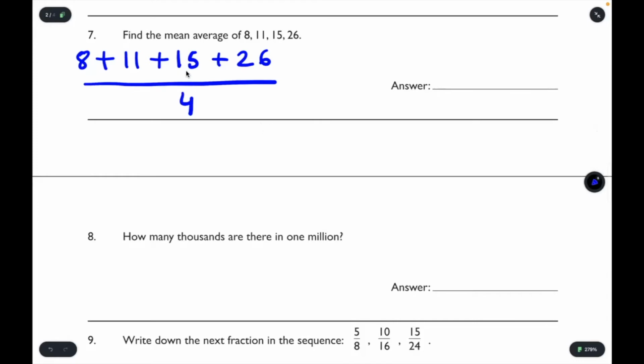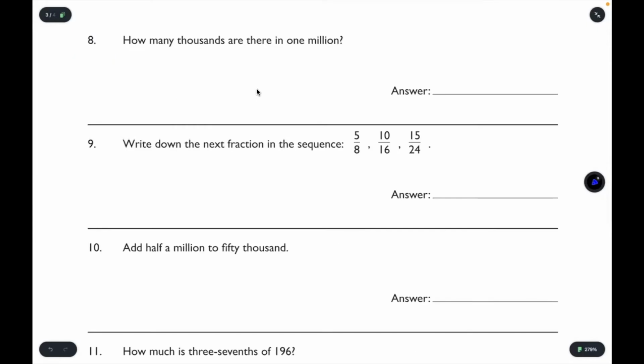8 add 15 is 23, and 26 add 11 is 37. 23 add 37 is 60, so that totals 60 on the top as the numerator. For the denominator, we've already got 4, so 60 divided by 4, well, we can cancel the top and the bottom by 4, leaving us with 15 as our average.